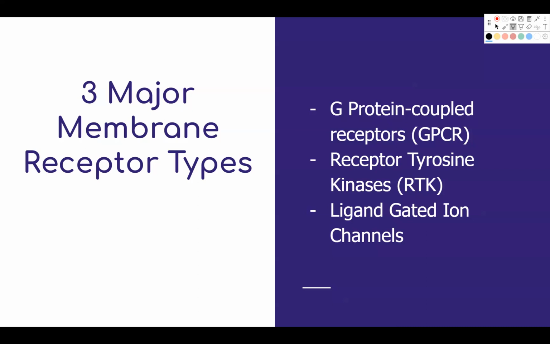We're also going to talk about receptor tyrosine kinases, and ligand-gated ion channels. So these are our 3 big classes of membrane proteins. Almost all receptors fall into one of these categories. And we'll talk about it in a moment, but these G protein coupled receptors are like the largest class of membrane receptors.